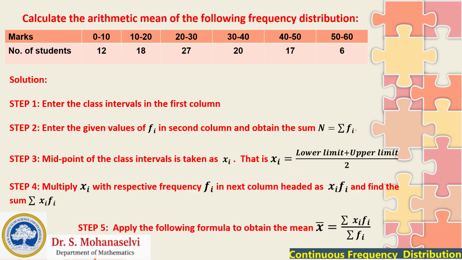Finally, we apply the same formula, x bar is equal to summation xi fi divided by summation fi. The only difference between the continuous frequency distribution and the discrete frequency distribution is that here, in continuous frequency distribution, the midpoints of the class intervals are treated as xi.